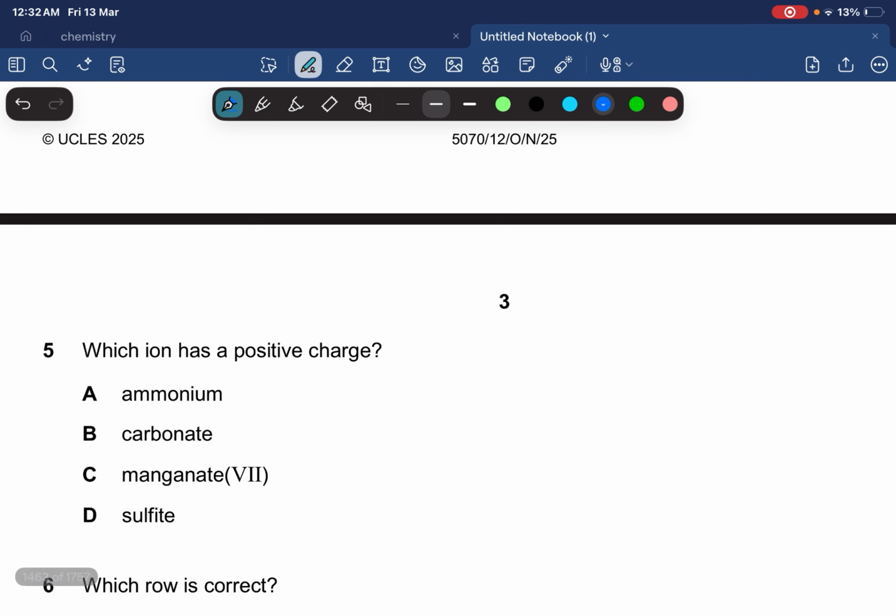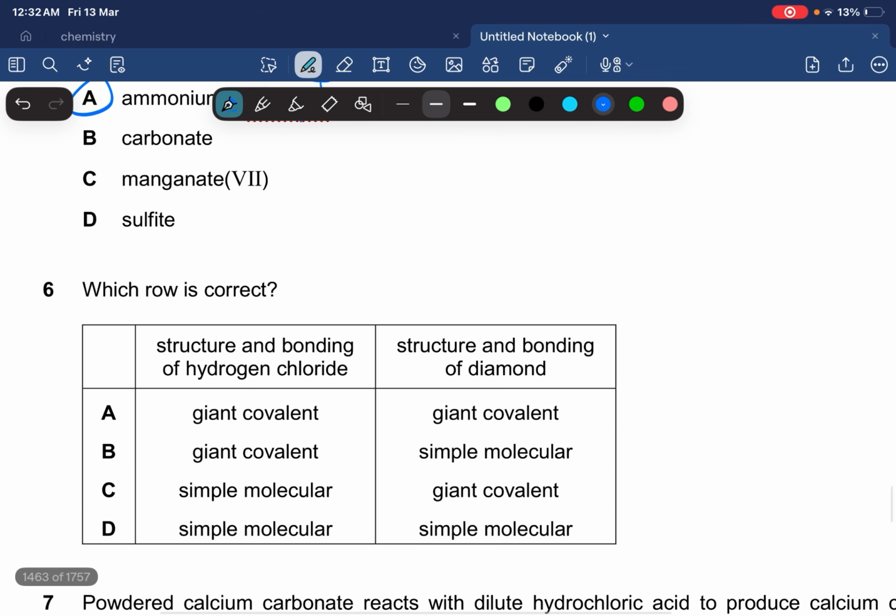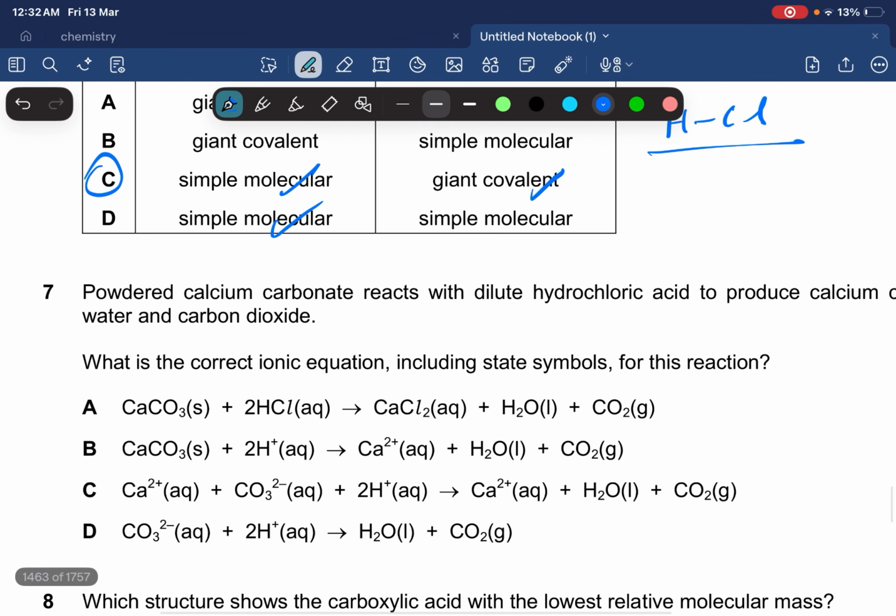Which ion has a positive charge? Ammonium, NH4+. Which is correct? The structure and bonding of hydrogen fluoride. Simple molecular. Like HCl, hydrogen making a covalent bond with chlorine. Structure and bonding of diamond. Giant covalent. Diamond, graphite and silica are giant covalent structures.